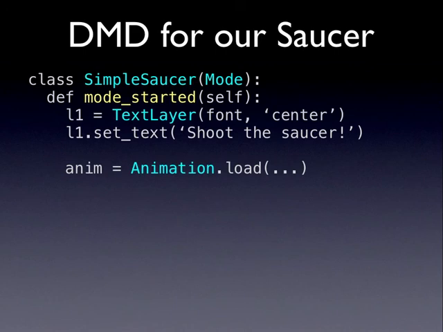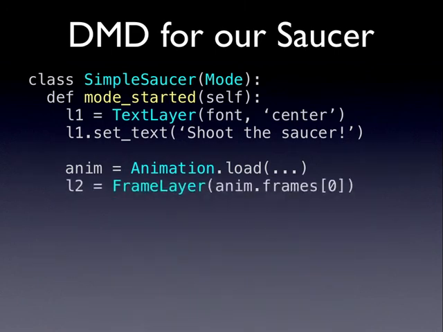And we're going to create an animation here. Say animation.load. We'll load that from disk. And then we'll create a frame layer, which is the simplest kind of layer. It just returns one frame over and over again. So we've got 2 layers here. What are we going to do with them?